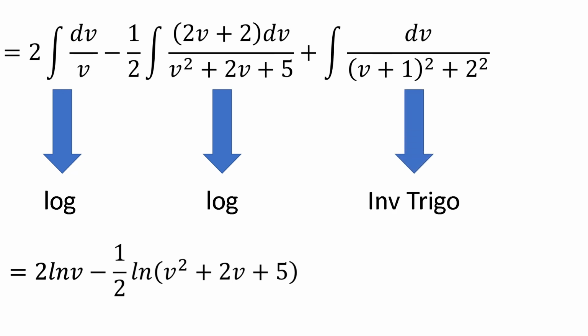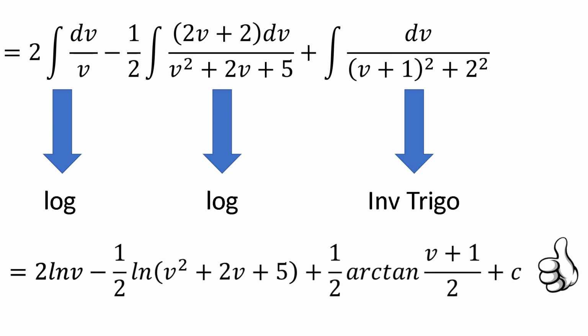For the third term, we can integrate this by the use of our inverse trigonometric function formula. The denominator is having v plus 1 as u and 2 will be the a. So here we can apply the arctangent formula. So integrating, we get 1/2 times the arctangent of v plus 1 all over 2 plus the arbitrary constant C.